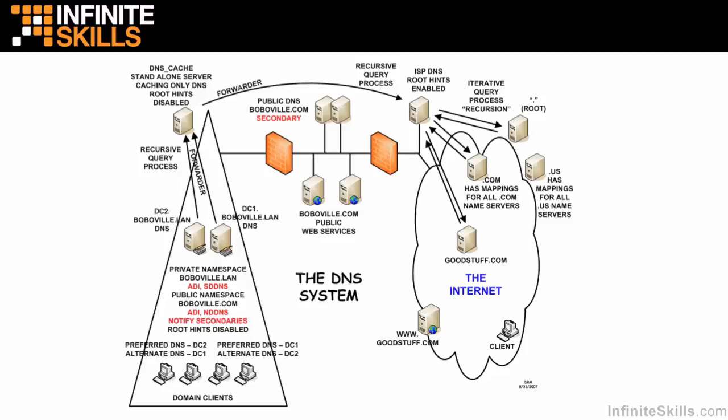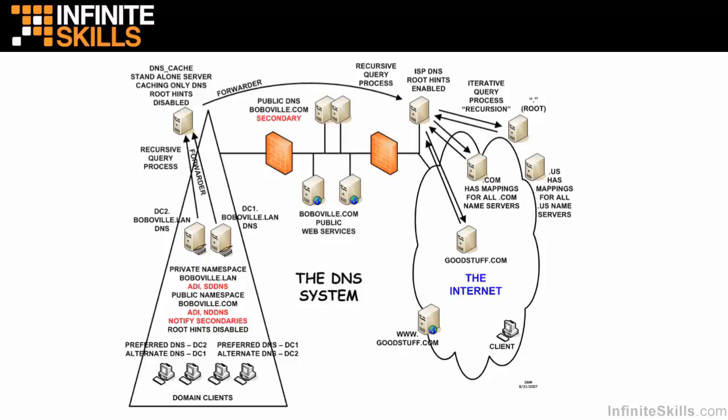And what I'll do is I'll set this up as a primary DNS server for this boboville.com, my public namespace. And then the DNS servers out in the DMZ will be secondaries, which make them read-only so that the bad guys can't modify them easily. And now anytime I make a change, I will configure my internal server on DC1 and DC2 so that anytime I make a change to the boboville.com namespace, it will automatically go update those secondary servers out in the public DNS DMZ that hold that same boboville.com namespace.